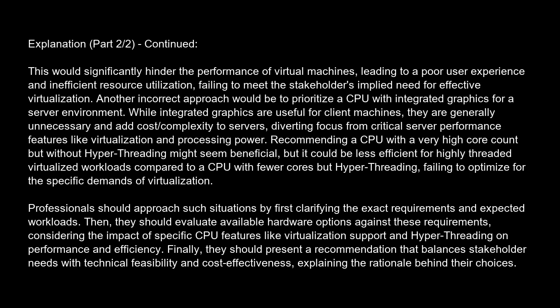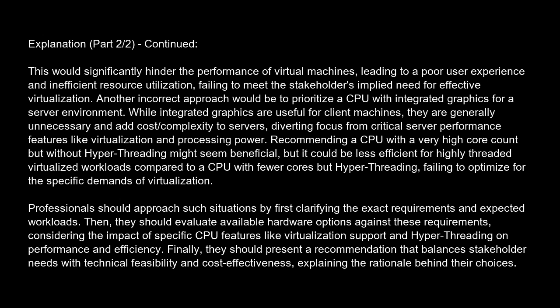Another incorrect approach would be to prioritize a CPU with integrated graphics for a server environment. While integrated graphics are useful for client machines, they are generally unnecessary and add cost and complexity to servers, diverting focus from critical server performance features like virtualization and processing power. Recommending a CPU with a very high core count but without hyperthreading might seem beneficial, but it could be less efficient for highly threaded virtualized workloads compared to a CPU with fewer cores but hyperthreading, failing to optimize for the specific demands of virtualization.